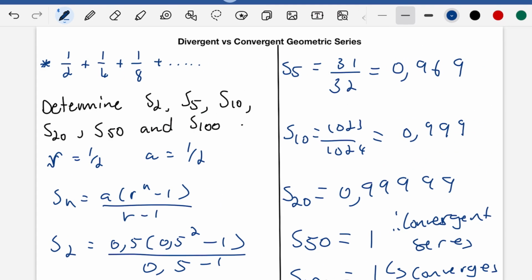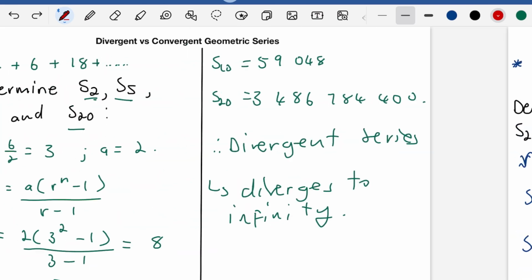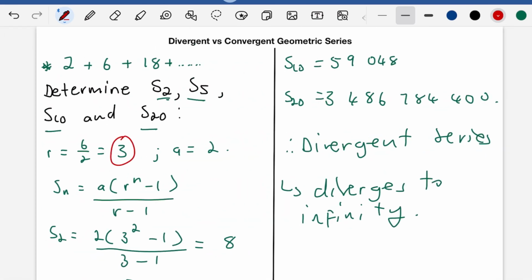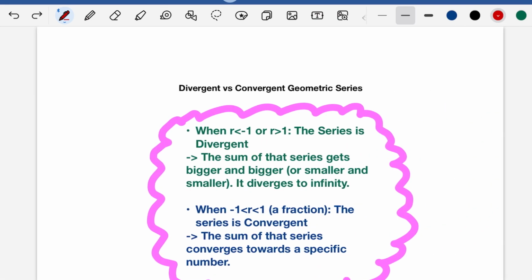Now, without doing all this manual work, we can know whether a series will be convergent or divergent. You might have noticed by now that maybe there's something to do with r. The fact that here r is a fraction, and the fact that here r is a whole number, and it definitely has something to do with that.